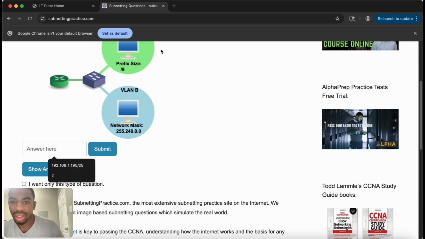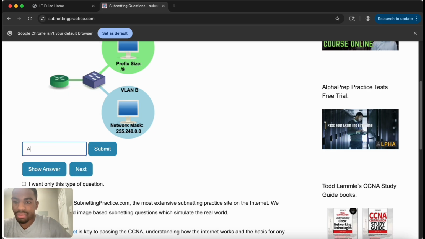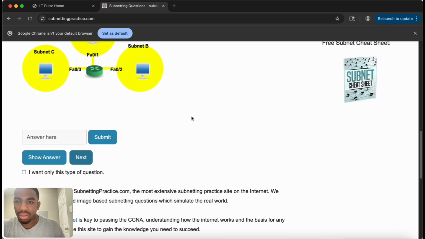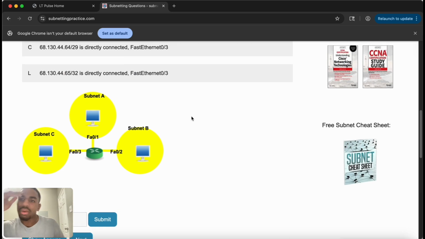Like I said, in that form this is 255.128. So we're going to go VLAN A. Yes. All right, let's get a harder one.